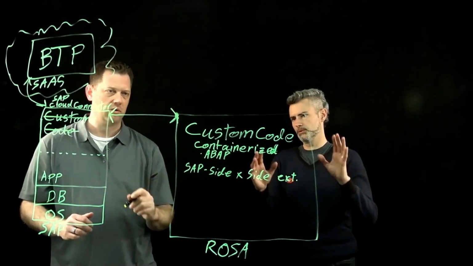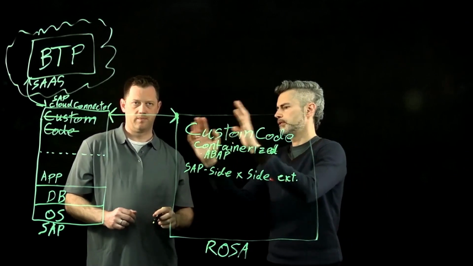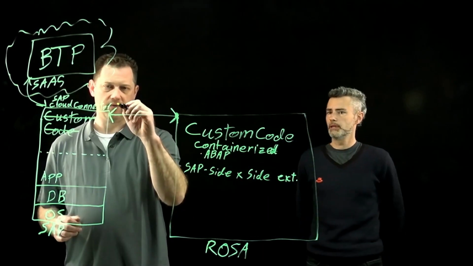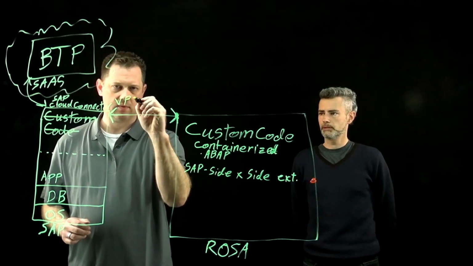These are in different VPCs, right? Yes, you have your ROSA cluster in a VPC, you have your SAP implementation on another VPC, so you will use VPC endpoints to connect. So we have our VPC endpoints here. Yes.